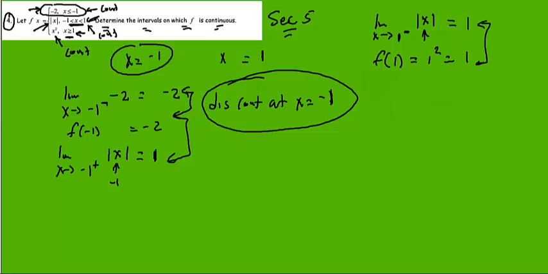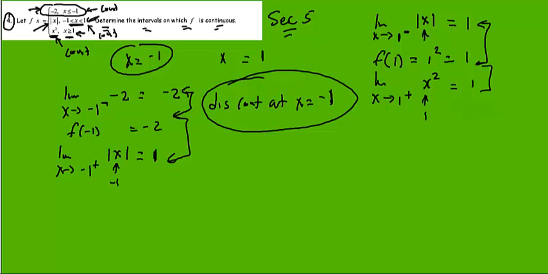Now we have to take the limit of this from the right hand side, the limit as x goes to 1 from the right side. For that one we're using a parabola, because the parabola is to the right of 1. So x squared. Now I'm going to plug in 1, so that turns into 1 too. So that means this function is continuous at 1.